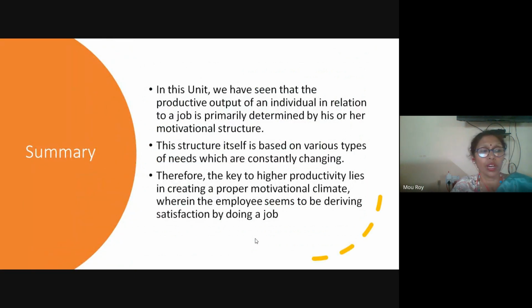Okay. So, we have seen that the productive output of an individual in relation to a job is primarily determined by his or her motivational structure. And this structure is based on various types of needs. And these needs are constantly changing. That you also know, I also know. So you should be very aware of all this, prepare yourself. Therefore, you can say the key to higher productivity lies in creating a proper motivational climate wherein the employee derives satisfaction by doing a job. So overall, motivation is very important for an organization.